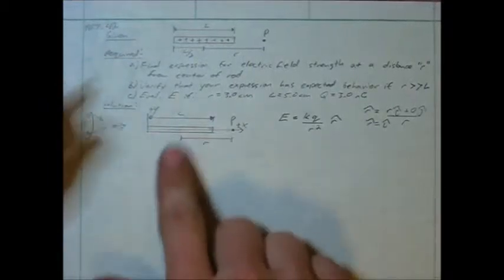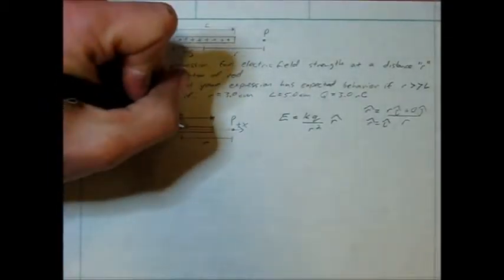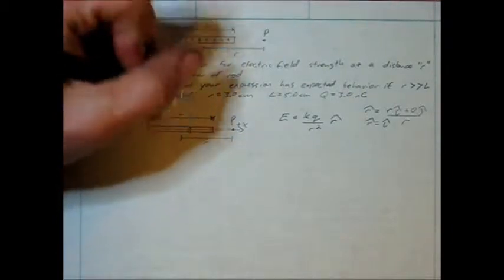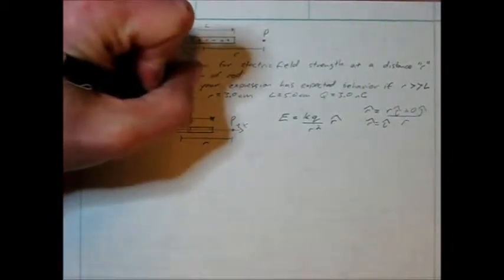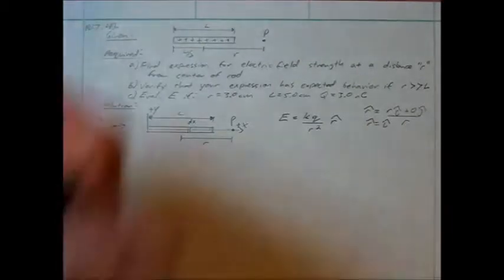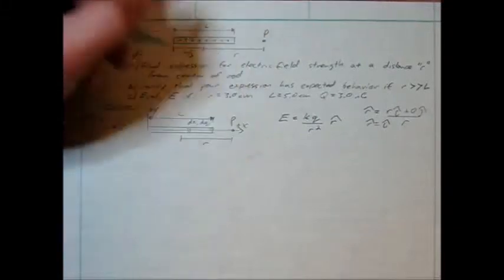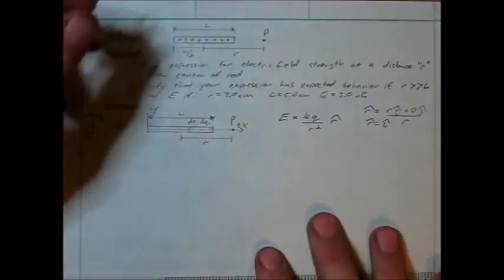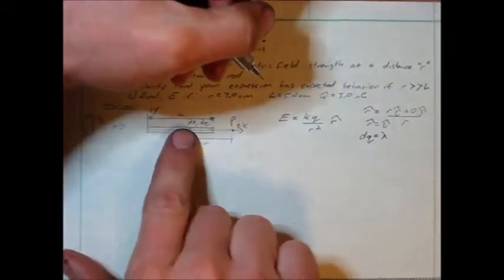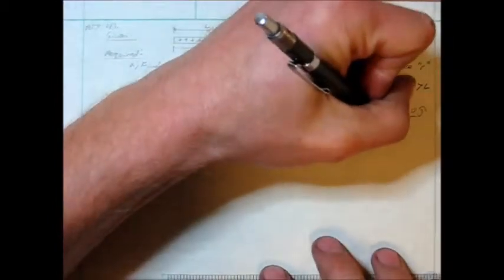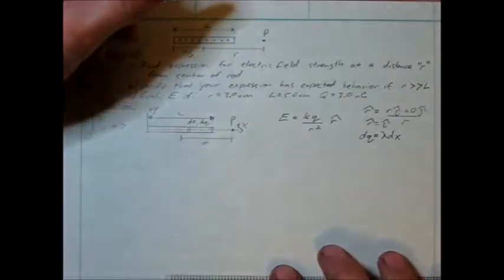And so I guess the first thing we'll do is take a little slice. That's usually how we make these problems work. We have our little slice. We're going to call our slice dx, and its charge at dx is going to be dq. We know that we can express dq as equal to our charge density times our little slice dx. Alright.